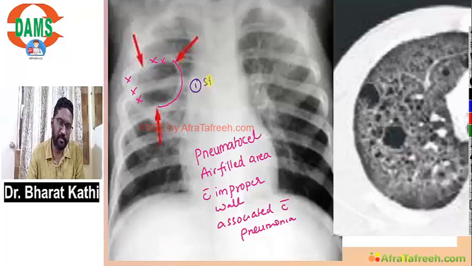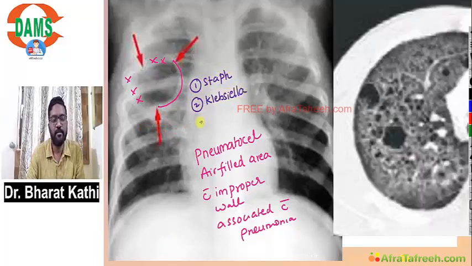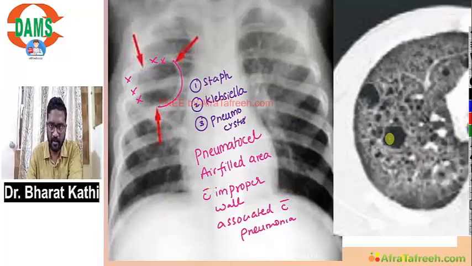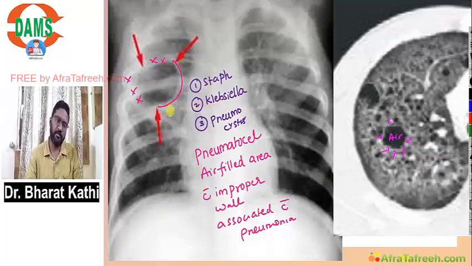And what are the conditions responsible for pneumatocele? The most important infection is staph. Apart from that, Klebsiella can cause pneumatocele, and pneumocystis can also cause pneumatocele. Here there is an air-filled area, but the wall is not proper. So this is a pneumatocele.